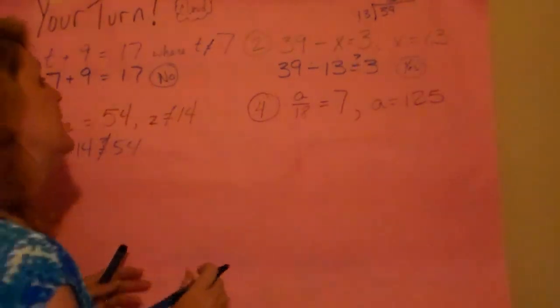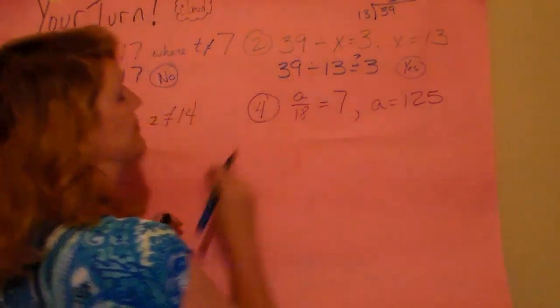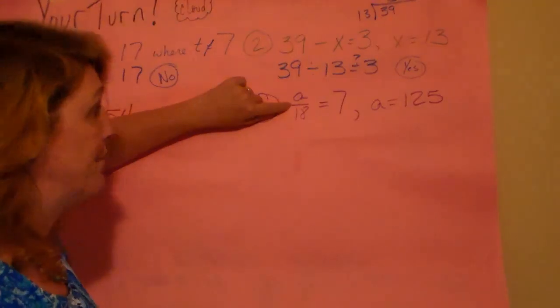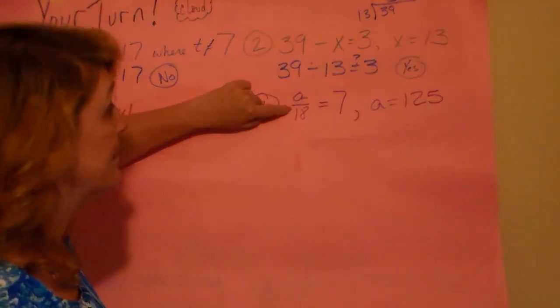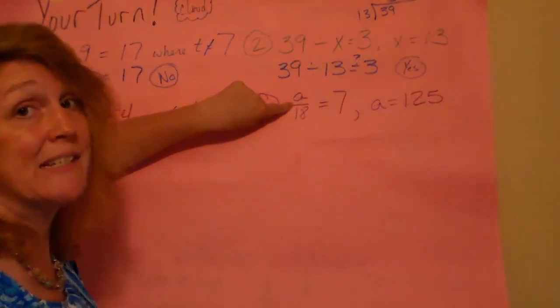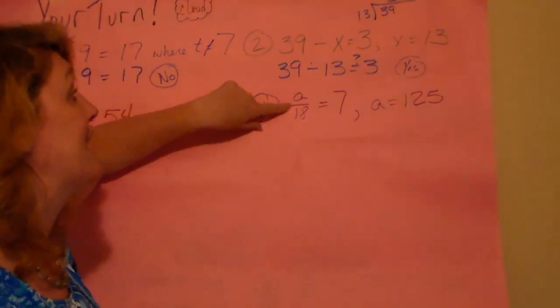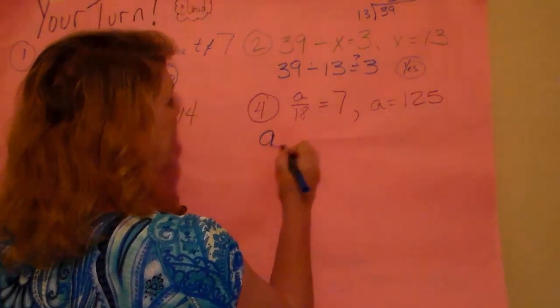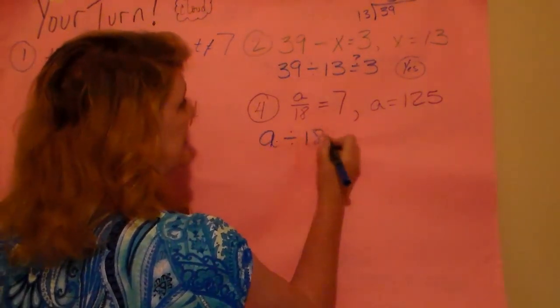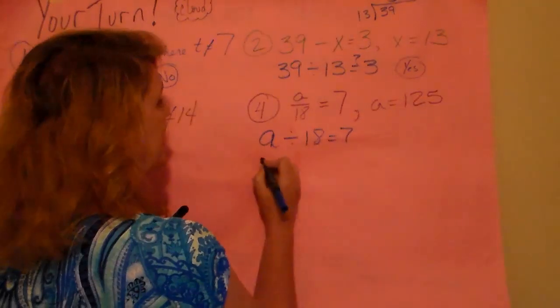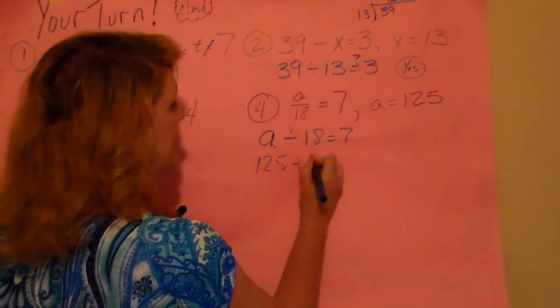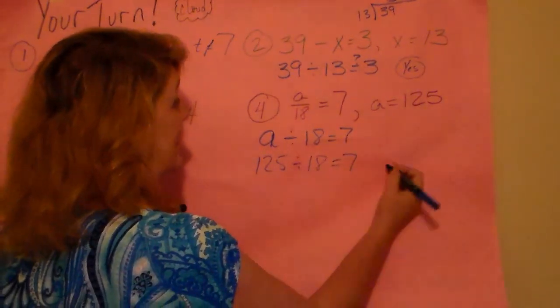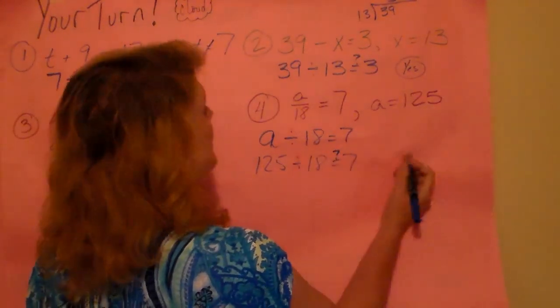And here I have a divided by 18. This is a fraction line. It means divide. So a divided by 18. You can rewrite that: a divided by 18 equals 7. Let's stick 125 in there. 125 divided by 18 equals 7. Is that true? Question mark?